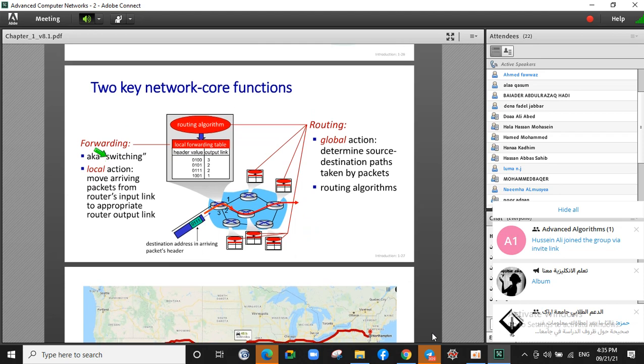To do this, the network core has two functionalities. The first one is routing. In routing, we have to find a good path between the source and destination. But what is a good path? I don't know. It depends on our definition.